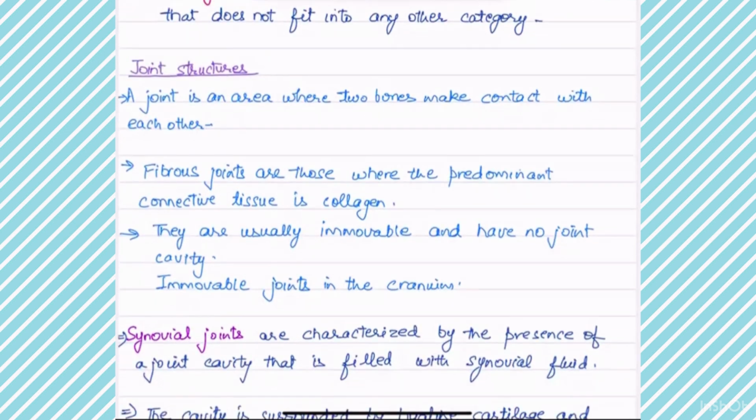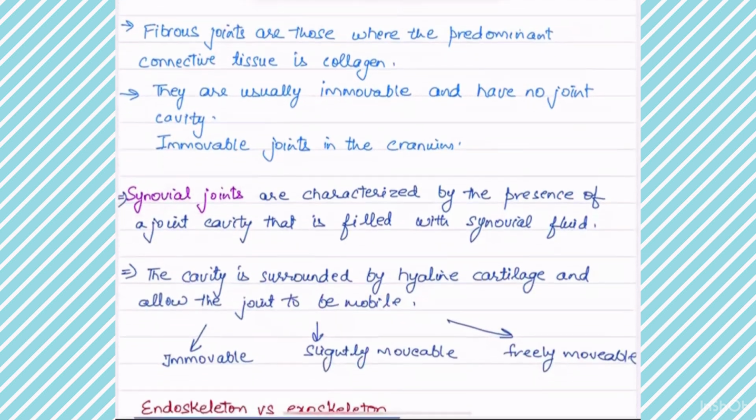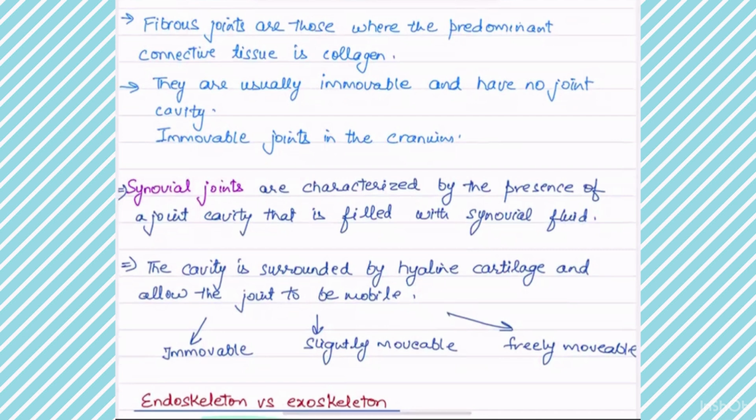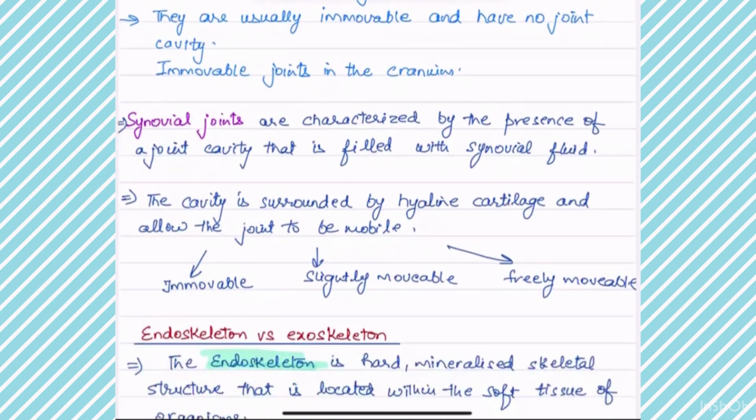Joint structure. A joint is an area where 2 bones make contact with each other. Fibrous joints are those where the predominant connective tissue is collagen. They are usually immovable and have no joint cavity, for example the immovable joints in the cranium. Synovial joints are characterized by the presence of a joint cavity that is filled with synovial fluid. The cavity is surrounded by hyaline cartilage and allows the joint to be mobile. We have immovable joints, slightly movable, and freely movable.